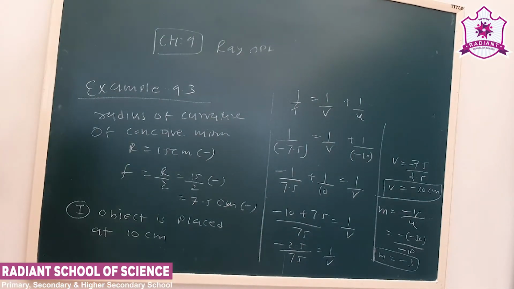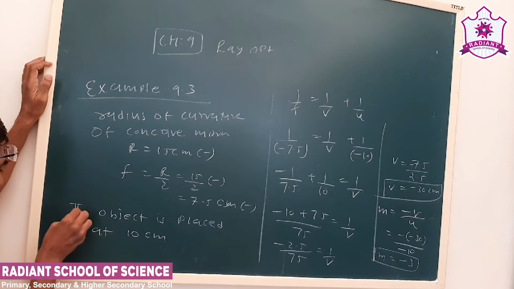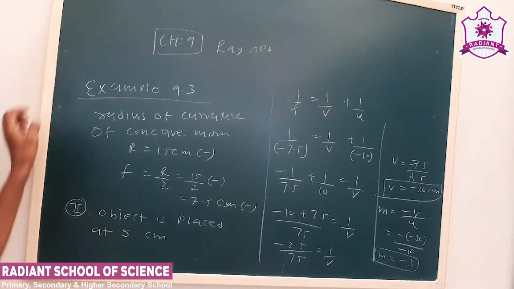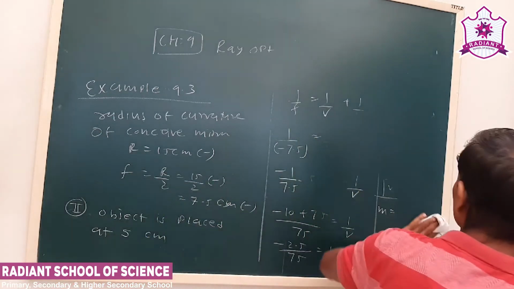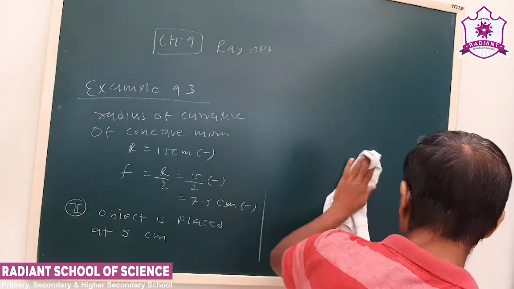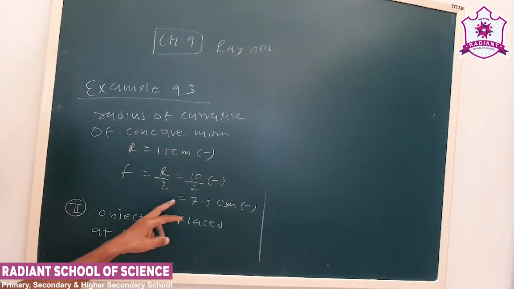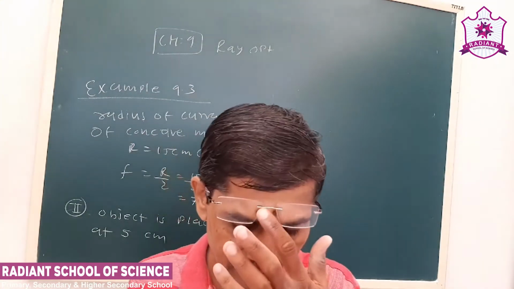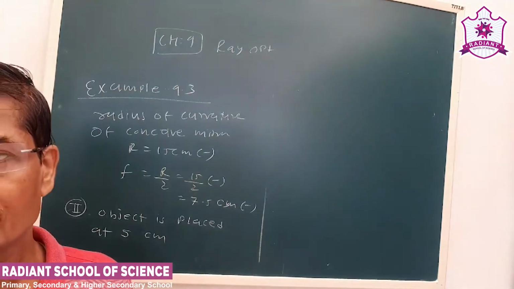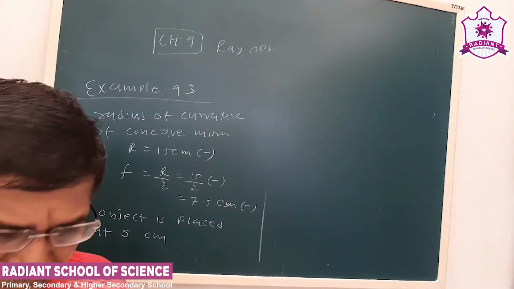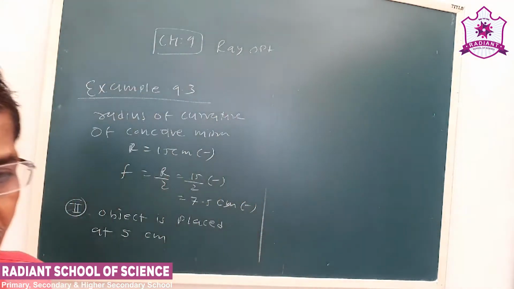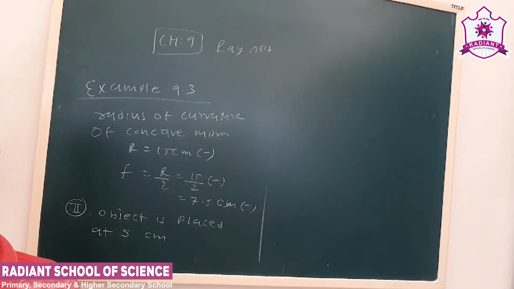Now see the second condition in this question. For the same mirror, the object is placed at 5 centimeter distance. Here focal length is 7.5 centimeter. The object is placed at 5 centimeter, so what we can say is the object is between F and pole. We have seen that when the object is placed between F and P of a concave mirror, the image formed is virtual, erect and larger. The image will be formed behind the mirror.